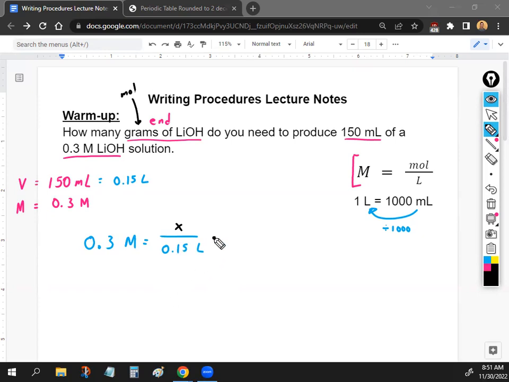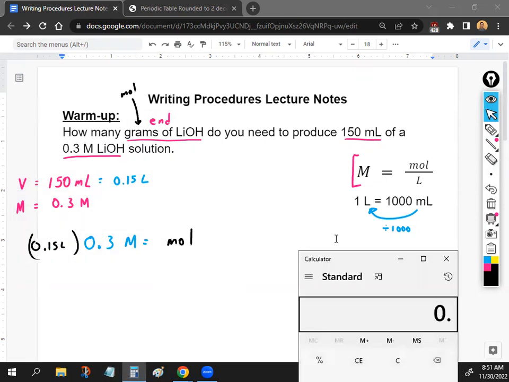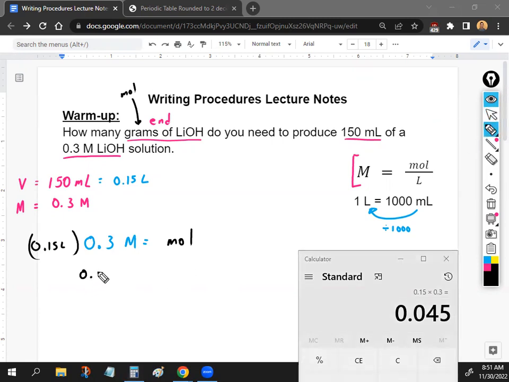Yeah, you just multiply that by the denominator on both sides, right? So we're going to multiply by 0.15 on both sides, because if we do that, these can cancel out, so they disappear. And then all we have left is x, or we substituted that for moles. So we just have moles by itself on one side. Okay. So it's just basic algebra. You're just isolating for one variable. And then from there, you can just do 0.15 times 0.3, and that will give you 0.045. And that's going to be our moles. Okay.